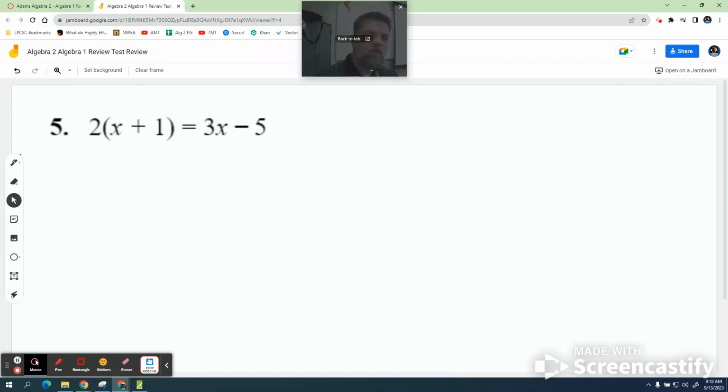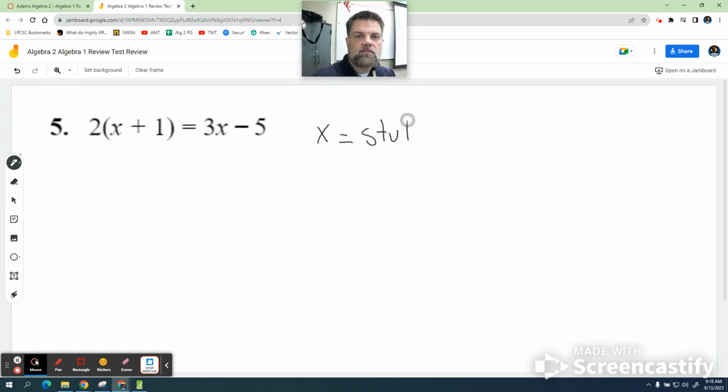So for this one, we're being asked to solve for x. In other words, we want to make it look like x equals some stuff. Okay. So I'm going to distribute this 2 through the parentheses.